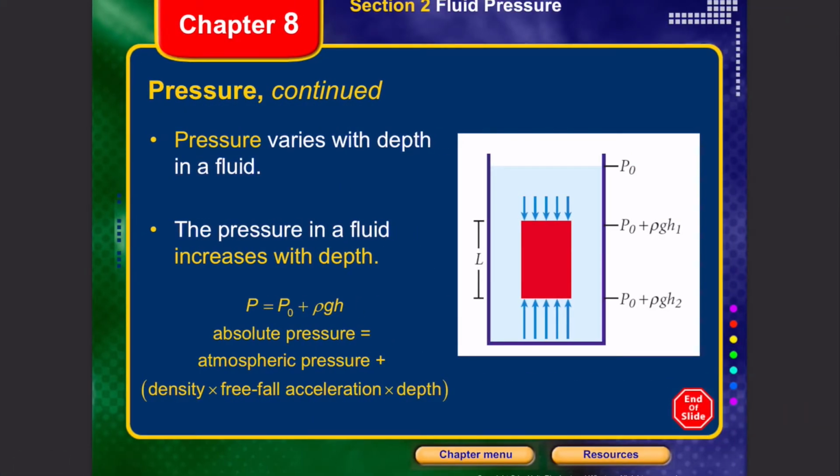Next, let's talk about pressure when you have submerged a body into the liquid. So pressure generally varies with the depth.